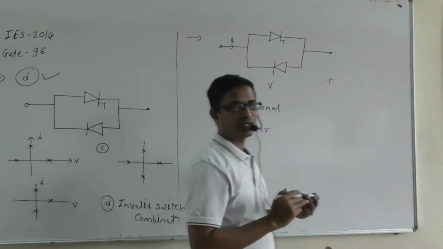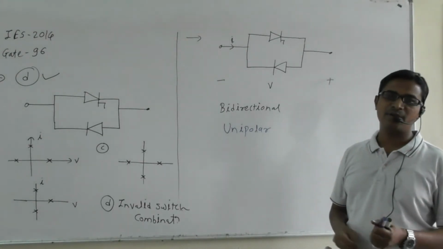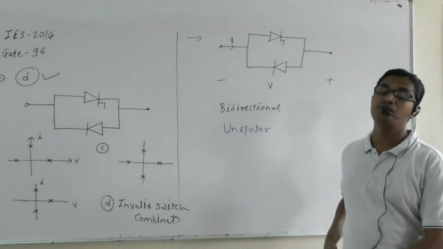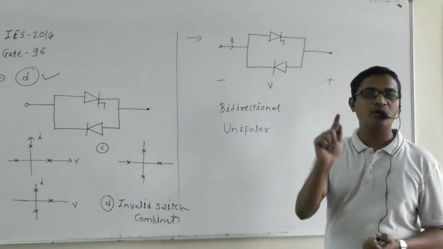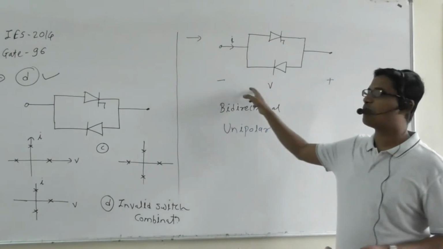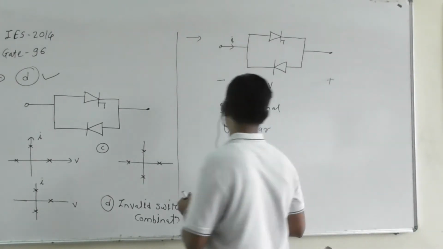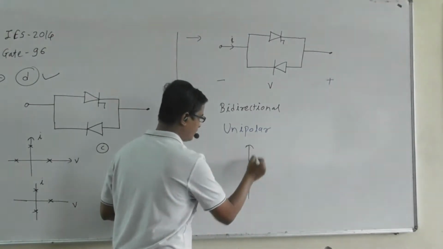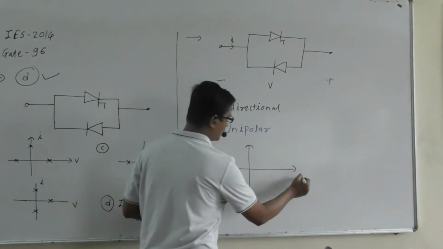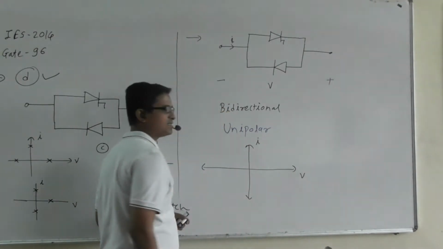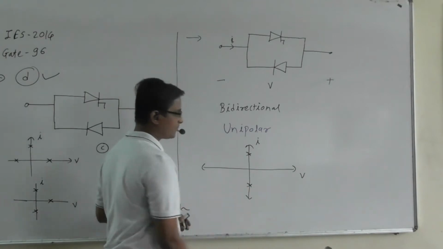Are you getting the point? So the switch is bidirectional and unipolar. In unipolar, the switch is blocking the forward voltage, but it is not blocking the reverse voltage. So how will the characteristic be? Here it is voltage, here it is current. It is bidirectional, which means the operating points will be here and here.